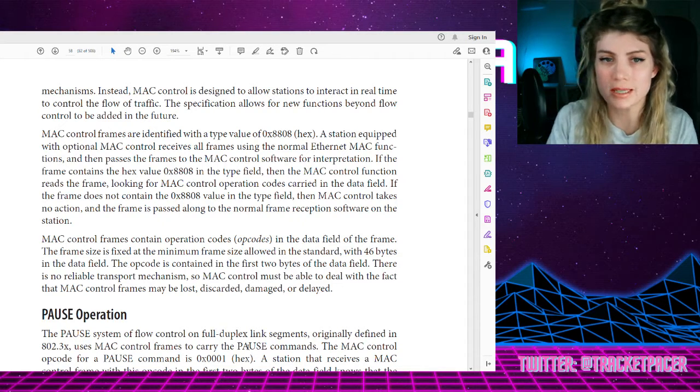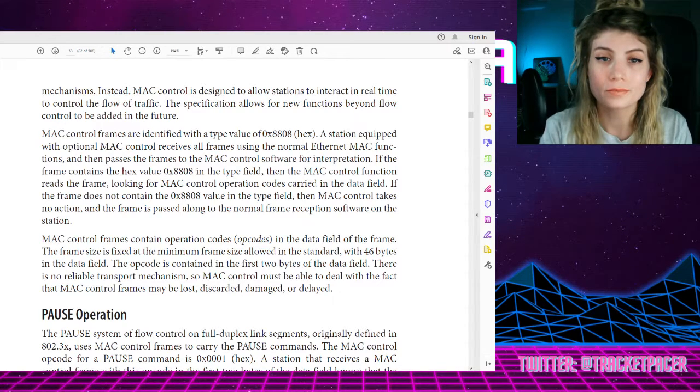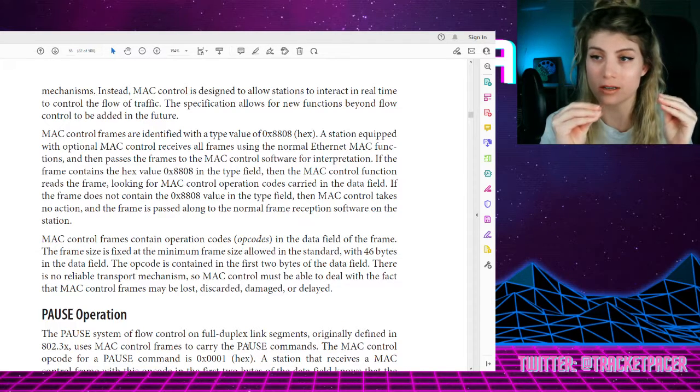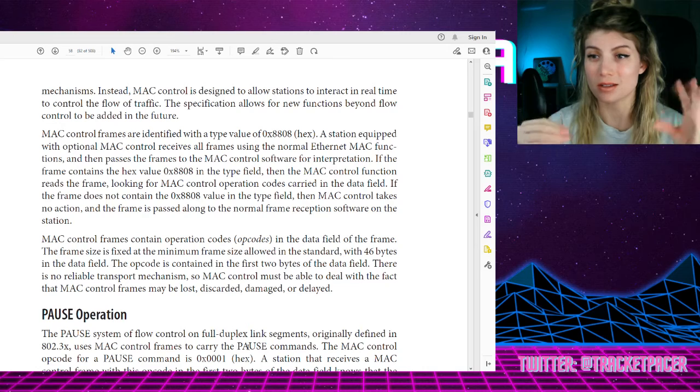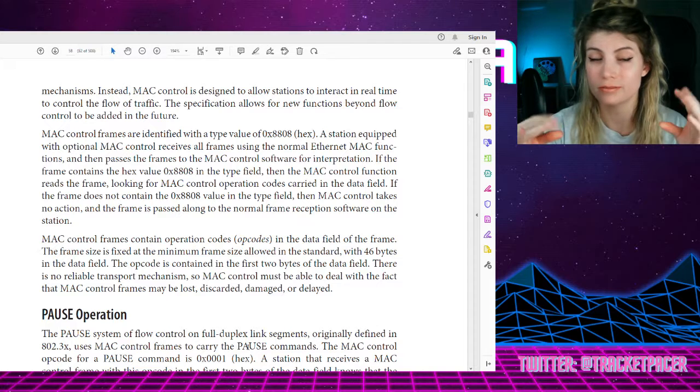Instead, MAC control is designed to allow stations to interact in real time to control the flow of traffic. The specification allows for new functions beyond flow control to be added in the future. Okay, so real time, we're talking about right now at this very nanosecond, we're controlling it as it's happening. That's a real time function. Configuring interfaces is not that kind of function.